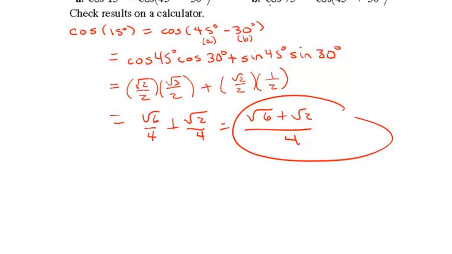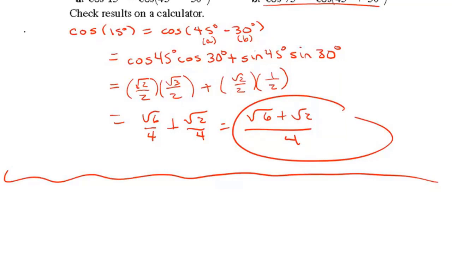So the only thing different about B is that instead of subtracting, we would add. So instead of addition, we would have subtraction. What I mean by that is, if this is A, B, everything is the same, the numbers are the same. The only thing different is that I would have the square root of 6 minus the square root of 2 over 4. Does everybody see why that is?